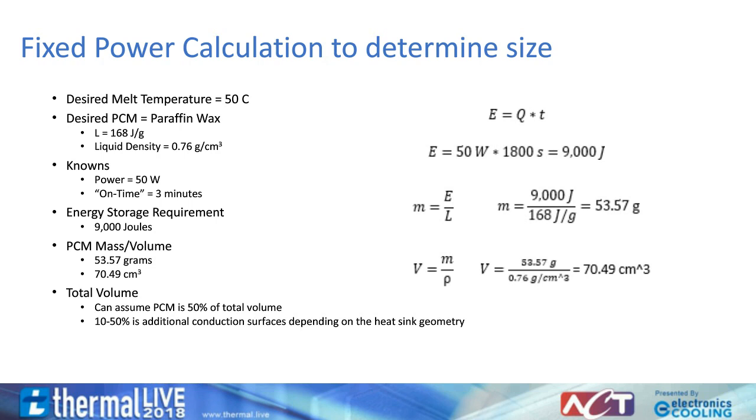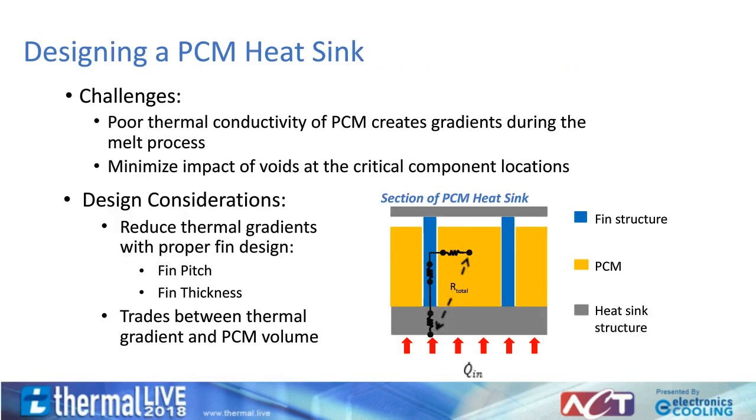Now that we have determined the volume of PCM required, we need to address two primary challenges associated with the design of a PCM module. The first is designing around the poor thermal conductivity of a paraffin wax-based PCM. These wax-based PCMs have thermal conductivities between 0.2 and 0.3 watts per meter Kelvin.